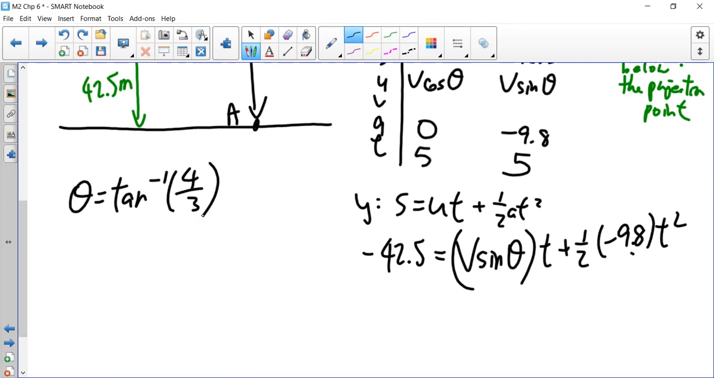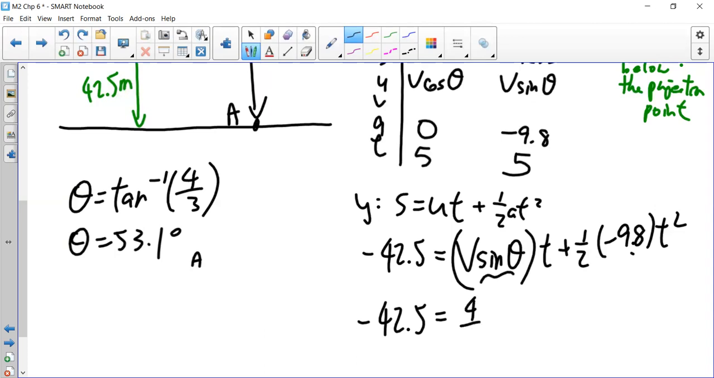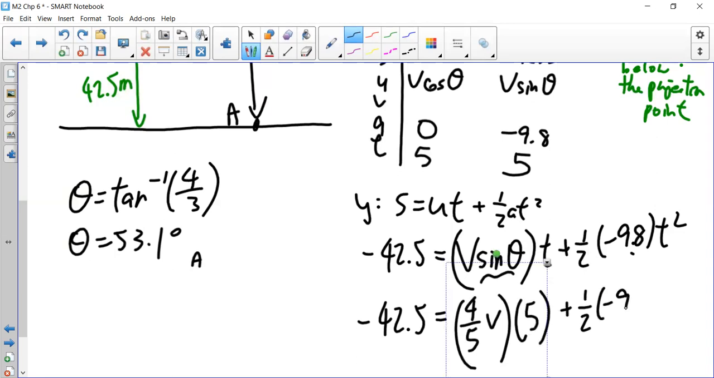So if you plug in a calculator, inverse tan of 4/3, that's 53.1 degrees. So store it in the calculator. So you do minus 42.5 equals. Now v sine theta, if you put sine theta in the calculator, you should get 4/5. So it'll be 4/5 of v times t, which is 5, plus a half times negative 9.8 times 5 squared.